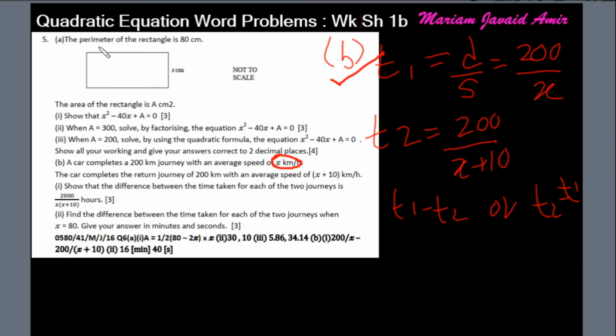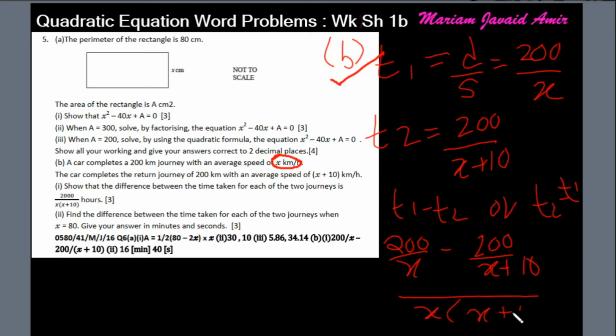So t1 was 200 over x, minus t2, which is 200 over x plus 10. Take LCM, we get x times x plus 10. The numerator becomes 200x plus 2000 minus 200x. So this simplifies to the required expression, 2000 over x times x plus 10.